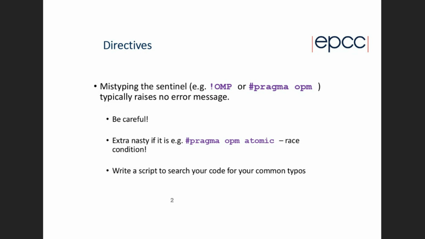But there can be examples. For example, if it's critical or atomic or something like that, then you end up with a race condition that you didn't want, and so on. So yeah, be aware. One thing you could consider doing, if you know that you're prone to certain typos, is to write a little script to scrape your code every now and again for them.